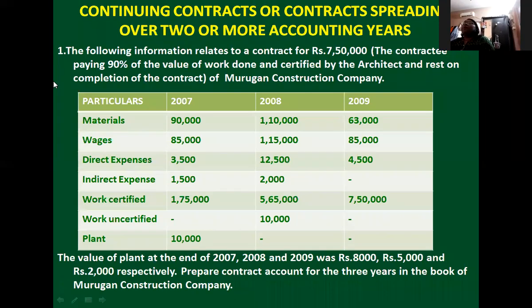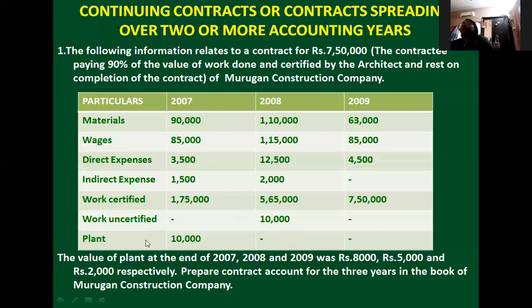Look at this problem. The following information relates to a contract for rupees 7,50,000. The contractee pays 90% of the value of work done, as certified by the architect, and the rest on completion of the contract, of Murugan Construction Company. Look at the information. The information is given for 3 years: 2007, 2008, 2009. We have information about the materials, wages, direct expenses, indirect expenses, and work certified. Work uncertified is given only for the year 2008.